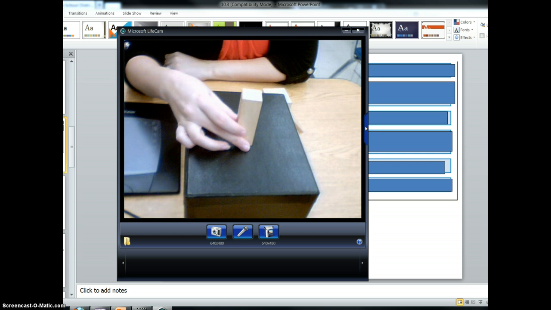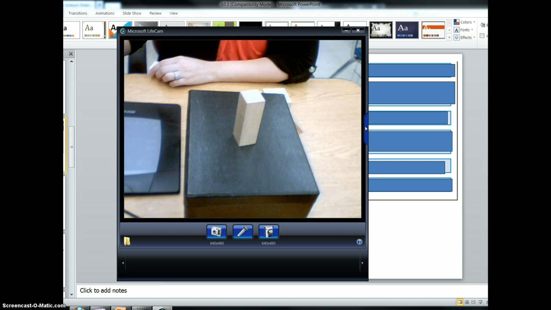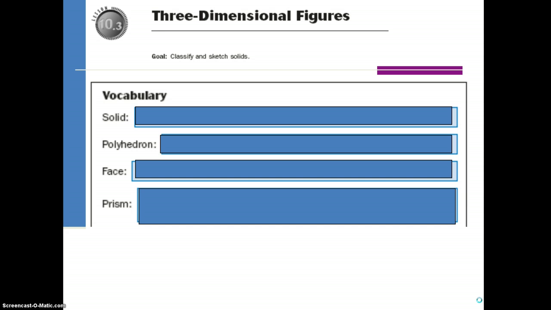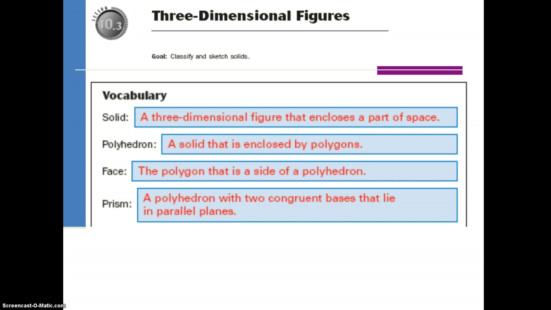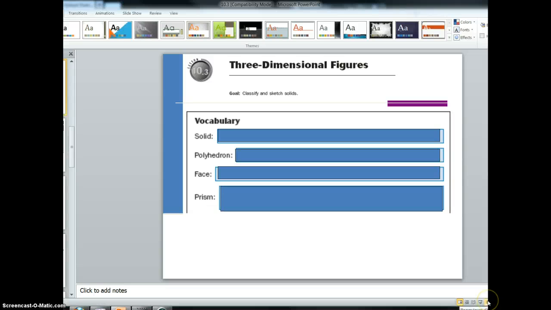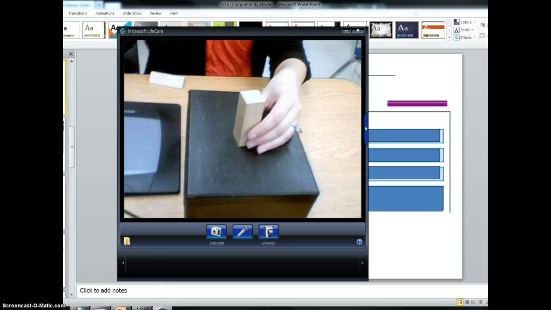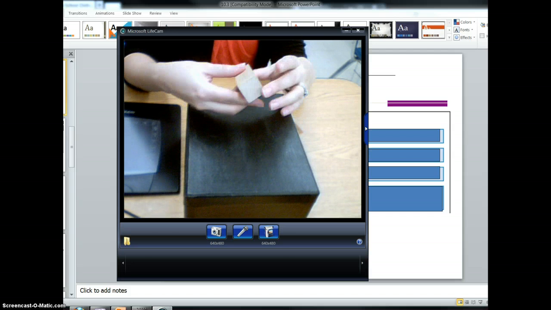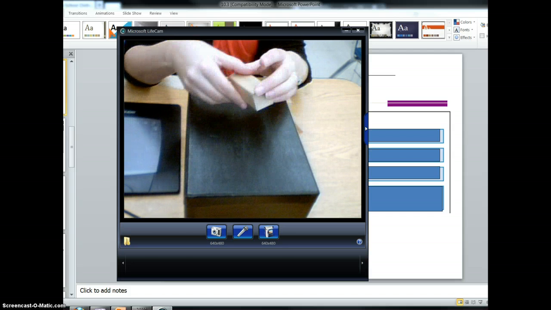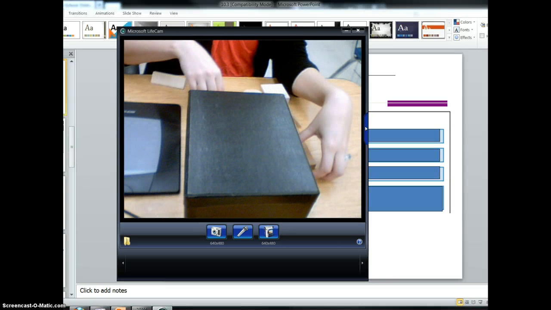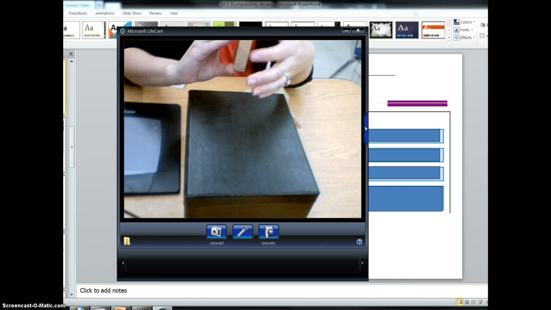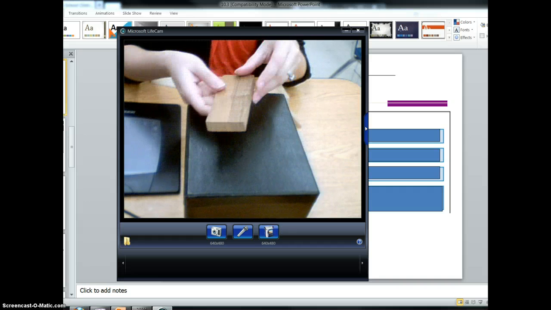This is a prism. If you can remember back to our definition, a prism is a polyhedron with two congruent bases that lie in parallel planes. The bases here are a square and the other side a square, connected by rectangles. This is another prism, rectangle base, rectangle sides.